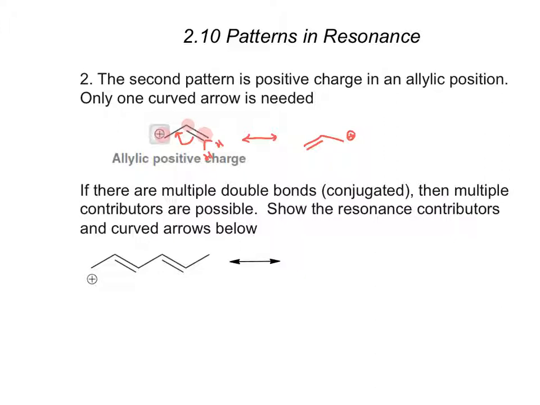So that is positive charge in the allylic position. How many arrows did I need to draw the new structure? Just 1 arrow, right? And it's the arrow starting at the pi bond and going to the positive charge. So 1 arrow. Okay, so what about down here?